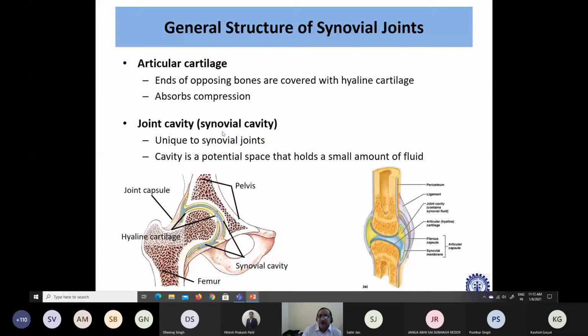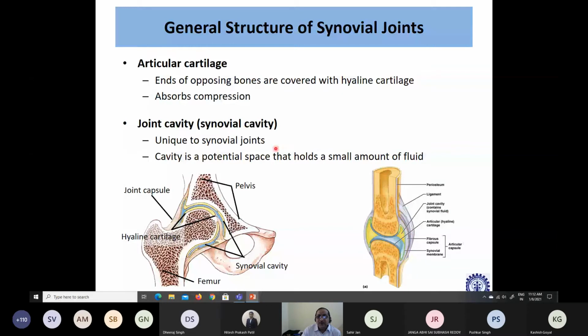Joint cavity, as we often call it synovial cavity, is unique in the synovial joint. So all the synovial joints have a joint cavity, and this is what the joint cavity is. If you can see, sorry, I have to go to that. Just a moment. Pointer, laser pointer. So you can see the joint cavity. This is the joint cavity, and this joint cavity contains the synovial fluid.